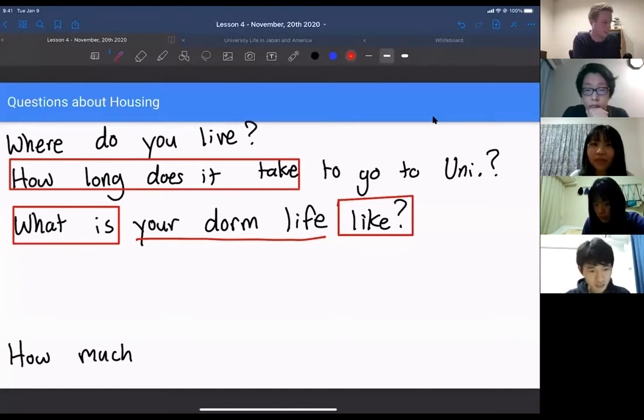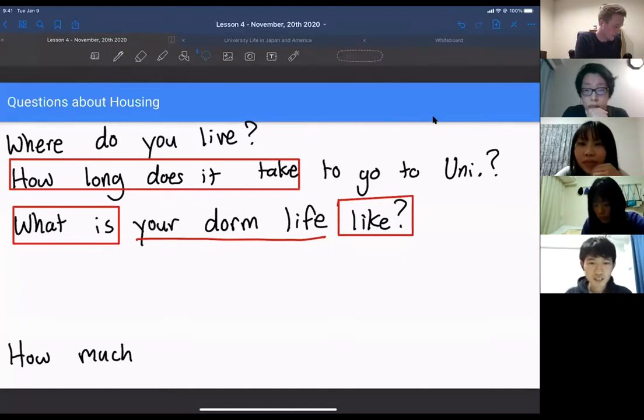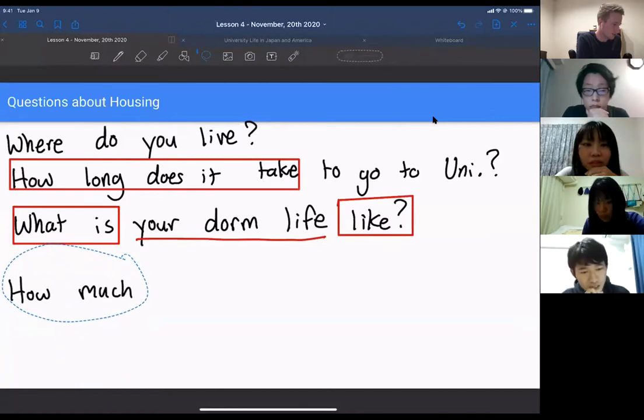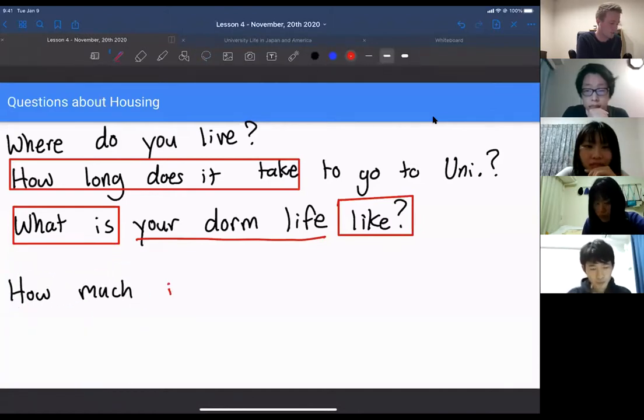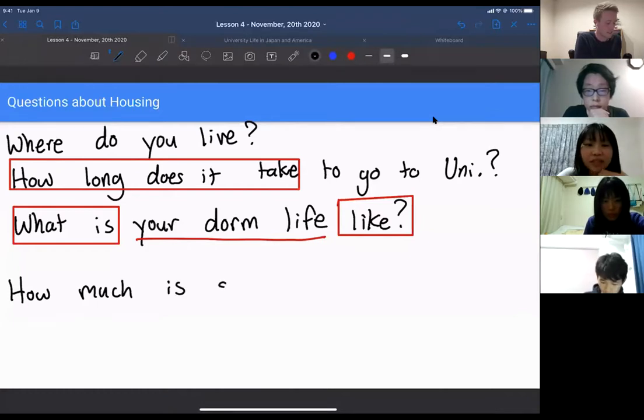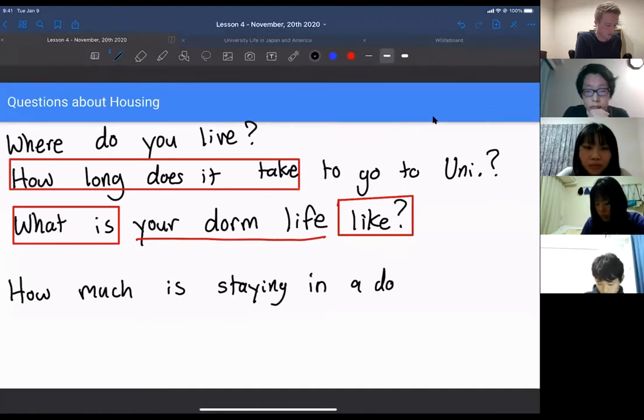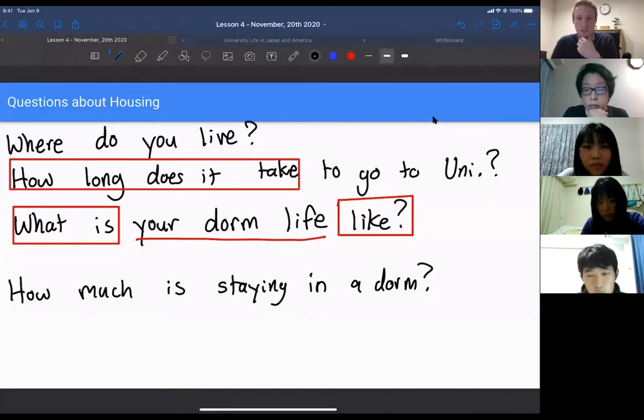Very good. Yeah. My idea was how much, maybe it's a rude question, but like how much is staying in the dorm? Yeah. For example, at my school, staying in the dorm was much cheaper than an apartment. The apartments are very expensive, but the dorms were very cheap. Good.